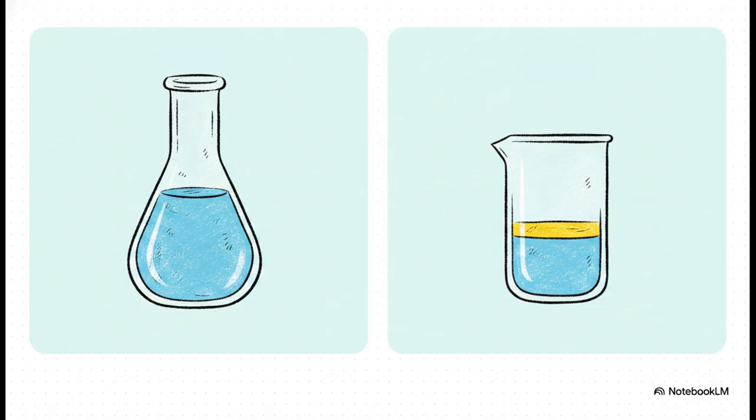Now, on the other side, we've got heterogeneous mixtures. Hetero means different. These are non-uniform. Think of oil and water. You can literally see the visible boundary between those two liquids. They just don't perfectly mix.